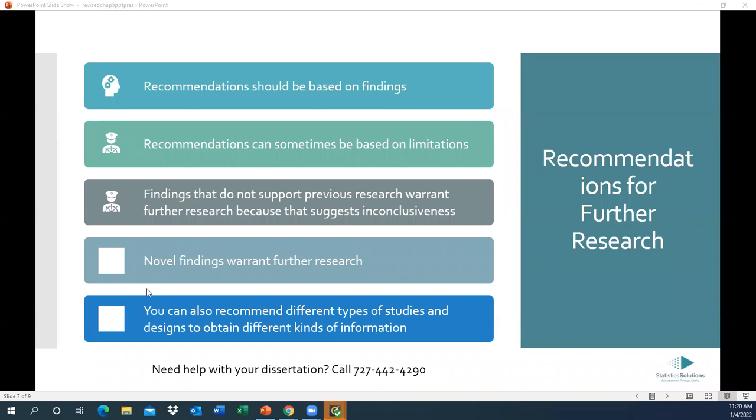If you're studying some kind of process, you can recommend that it be studied with a longitudinal study, which is a study that has multiple data collection points over time, which is good to apprehend the dynamics of something or how a process plays out over time. And if you conducted a quantitative study and you found a relationship between two things that was unexpected, you could recommend digging deeper into that with a qualitative study. So you can recommend different kinds of studies to get different kinds of information.